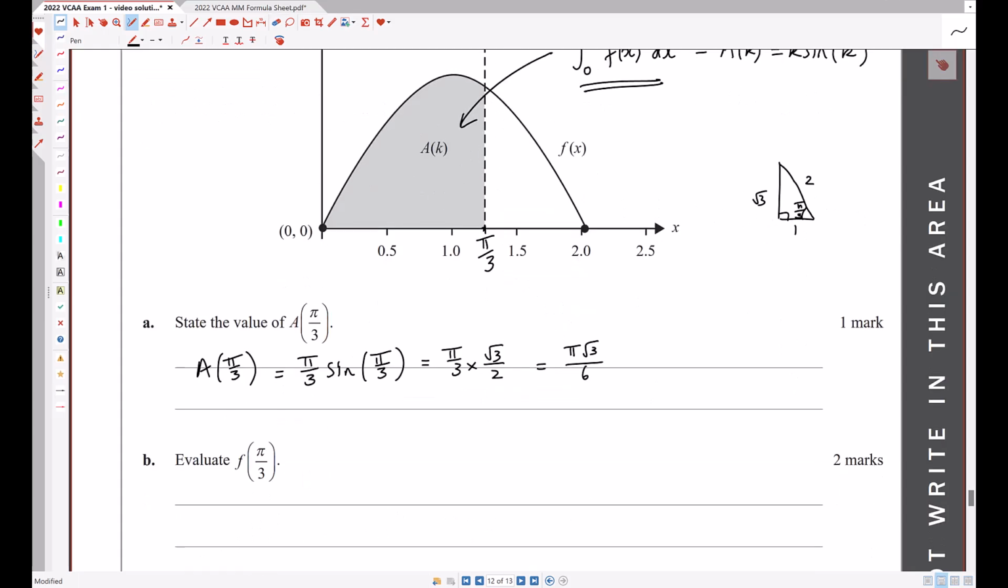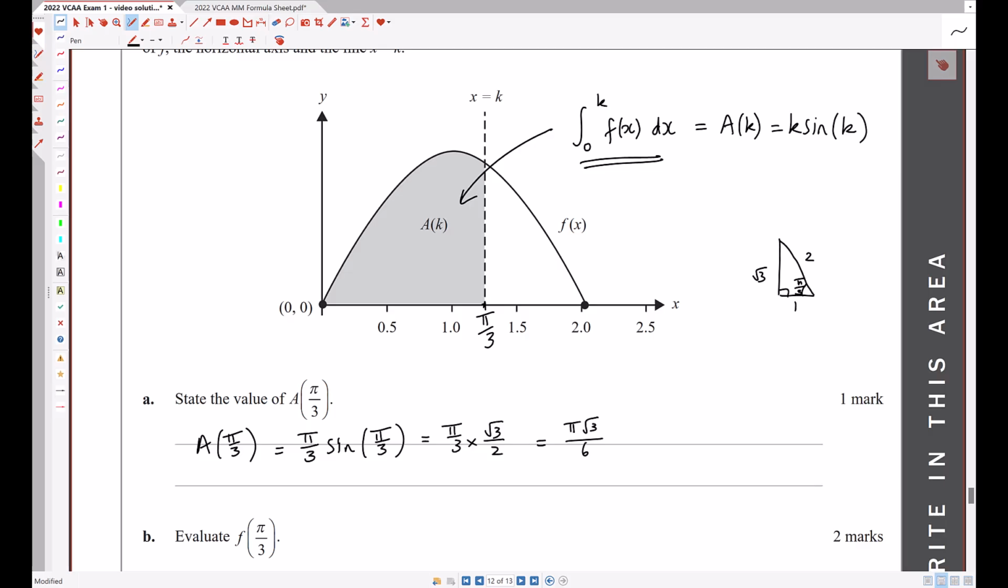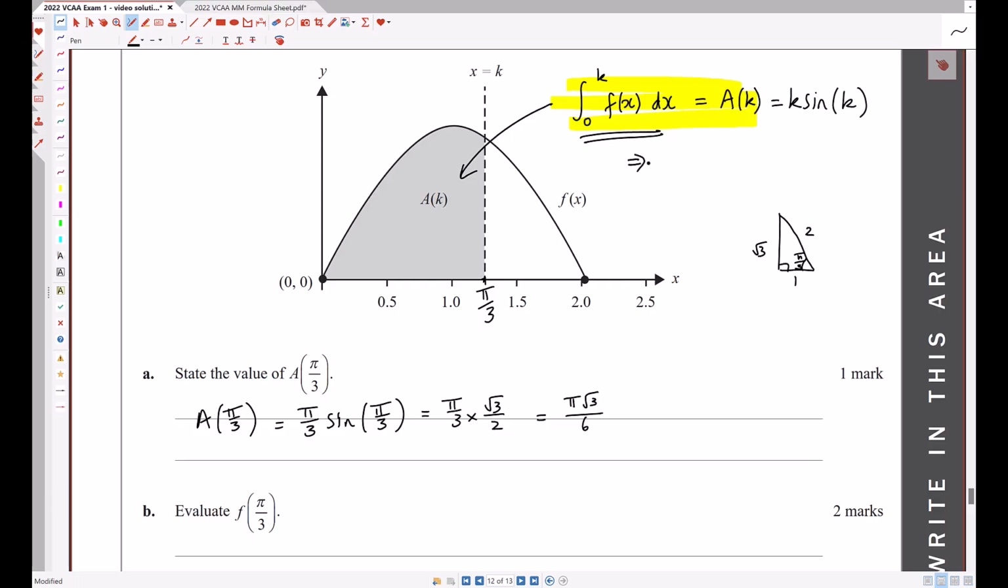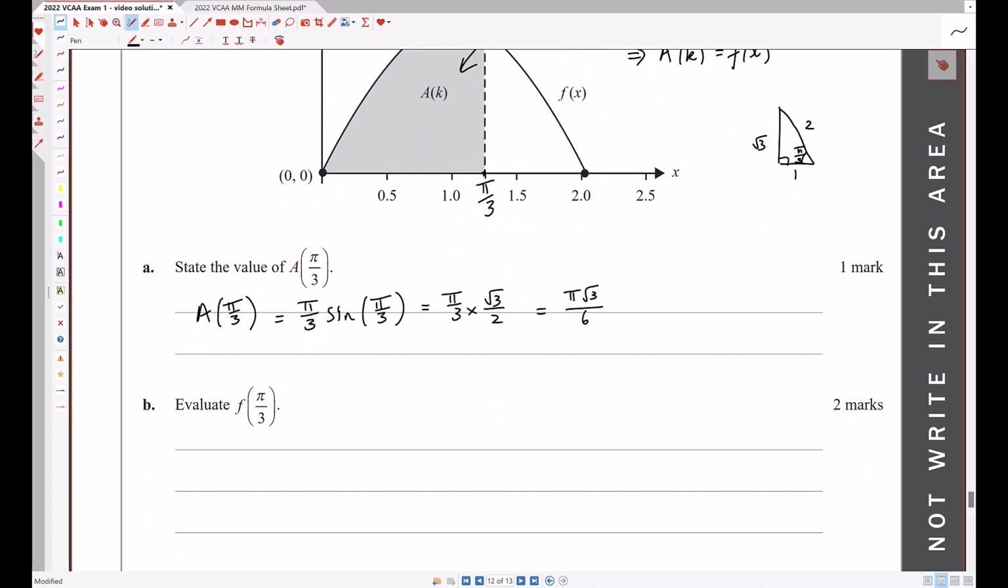Now, we don't actually know what f of x is, but if we go back to this statement that I made up here about the fact that we now have a connection between A and f in terms of an integral, then the flip side of that is that the derivative of A is going to be f. If the antiderivative of f is A, then the derivative of A will be f. Okay, so we know that the derivative of A of k is going to be, actually let me write that the other way around.